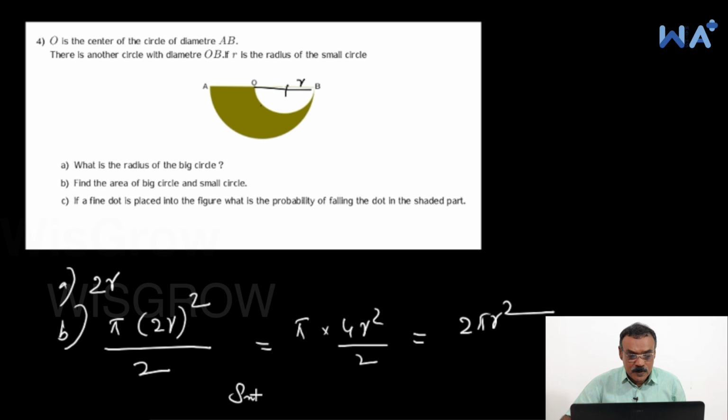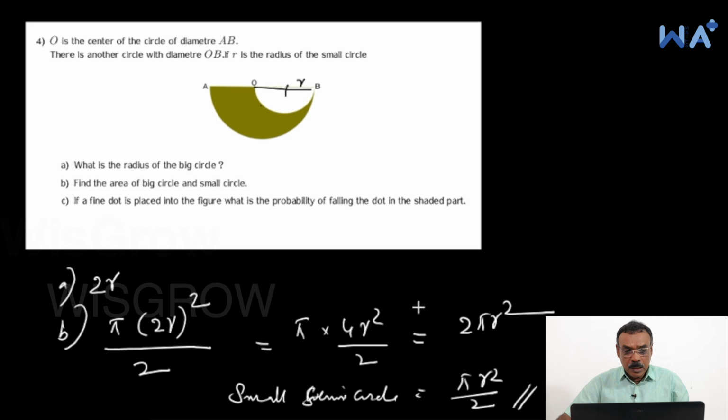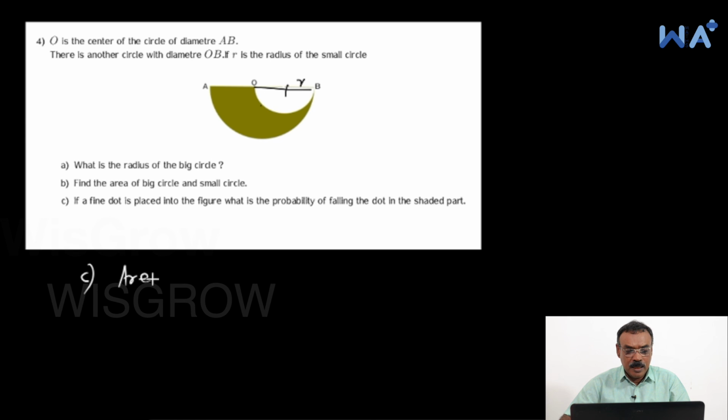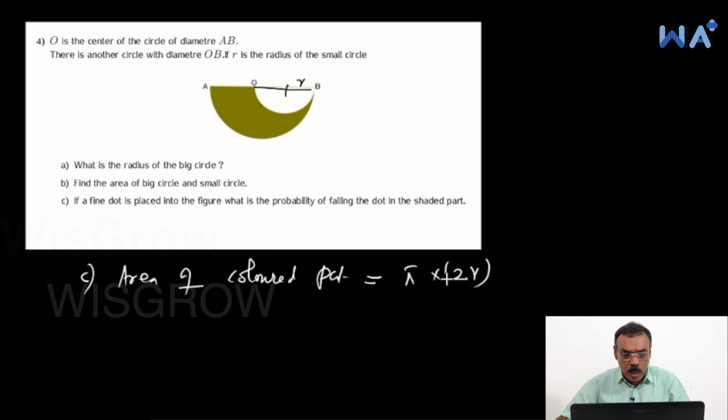Area of the small semicircle is pi r square by 2. അത്രയും മാത്രം മതി. ഇതിലേക്ക് നോക്കാതെ ഒരു കുത്തിട്ട് കഴിഞ്ഞാൽ ആ കുത്ത് ഈ കളർ ചെയ്തിരിക്കുന്ന ഭാഗത്ത് വീഴാനുള്ള സാധ്യതയാണ് ചോദിച്ചിരിക്കുന്നത്. അപ്പോൾ നമ്മൾ ഏരിയ ഓഫ് ദ കളേർഡ് പാർട്ട് ഈസ് ഈക്വൽ ടു പൈ ഇൻറ്റു 2r സ്ക്വയേർഡ് ബൈ 2 മൈനസ് പൈ ഇൻറ്റു r സ്ക്വയർ ബൈ 2.